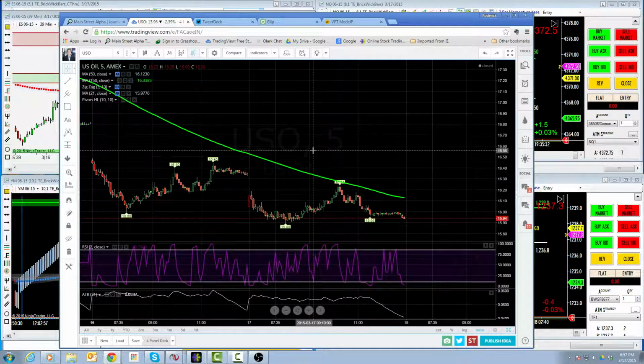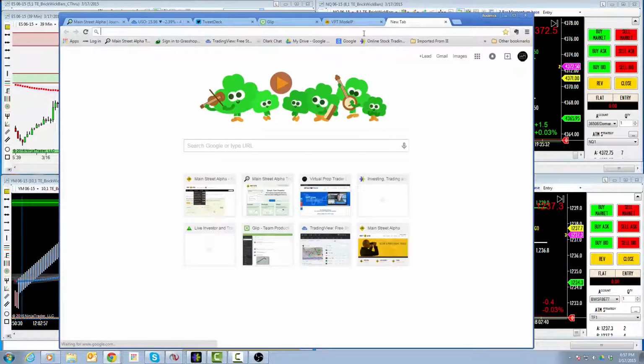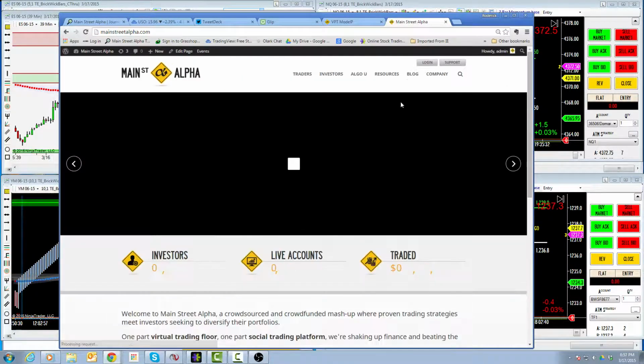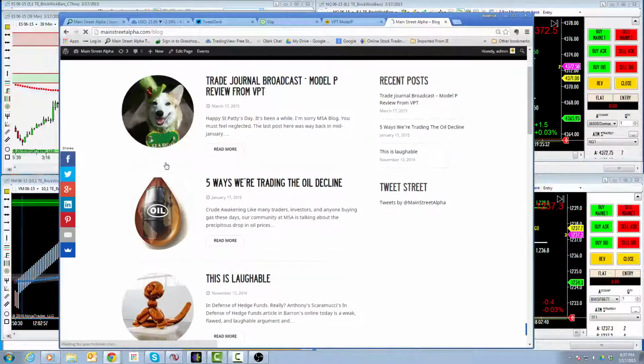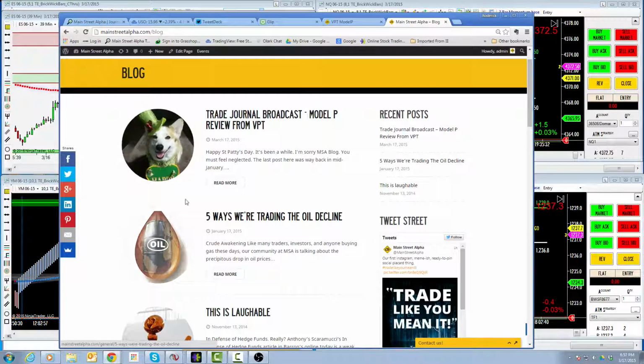I actually did a blog post a while back on Main Street Alpha about the various ways we were playing crude. In fact, let me revisit that real quick because all these things still hold true. Main Street Alpha, our sister company here. Oh, there's a picture of Dodger Dog with his St. Patty's Day stuff. So, 5 ways we're trading oil.